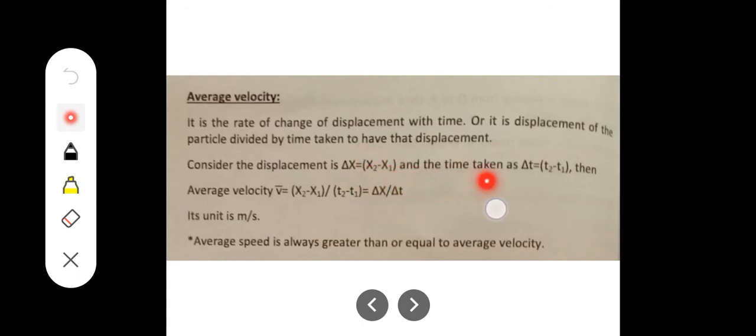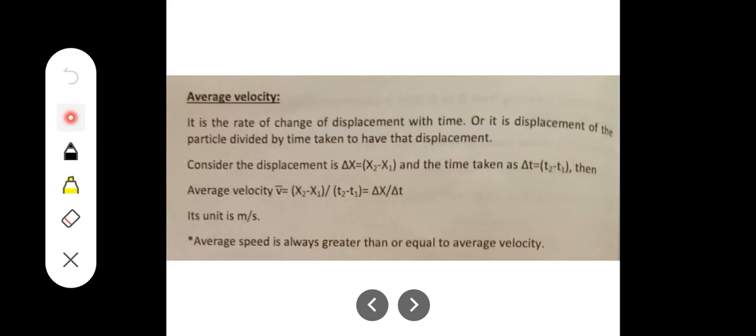And the time taken is delta t, that is final time minus initial time, t2 minus t1. Then average velocity, v bar, is given by x2 minus x1 divided by t2 minus t1. That is the ratio of displacement and time, delta x by delta t. Its unit is meter per second, since displacement has unit meter and time has unit second.